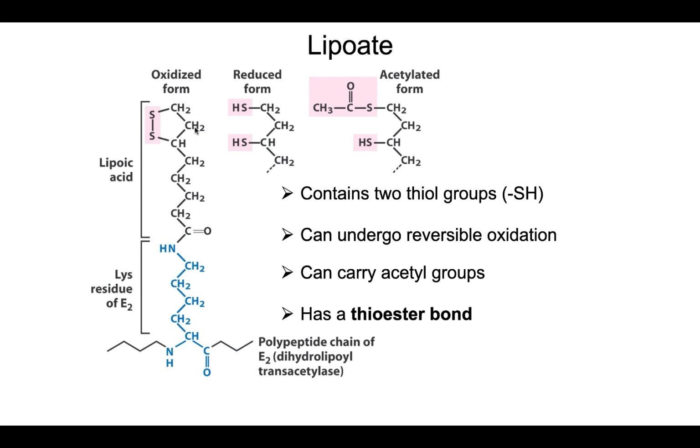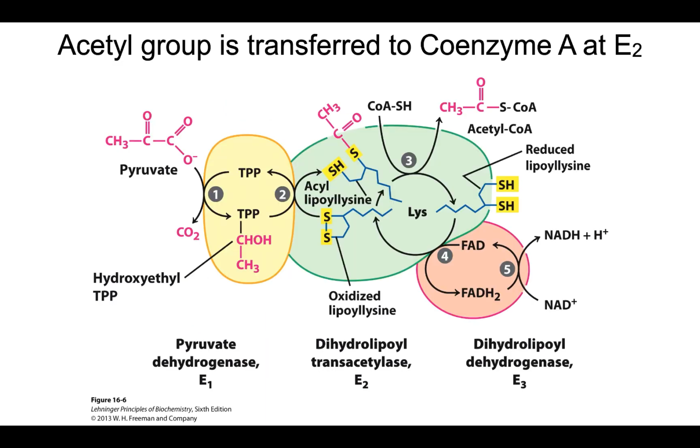Here it is, and this is the functional part of lipoate. Here it is now in its reduced form, and then here it is now holding on to that acetyl group, the 2 carbons from pyruvate. And right there, this sulfur carbon bond, that's called a thioester bond, a high energy bond. Very reactive bond, and you're going to see examples of thioester bonds quite often within biochemistry.